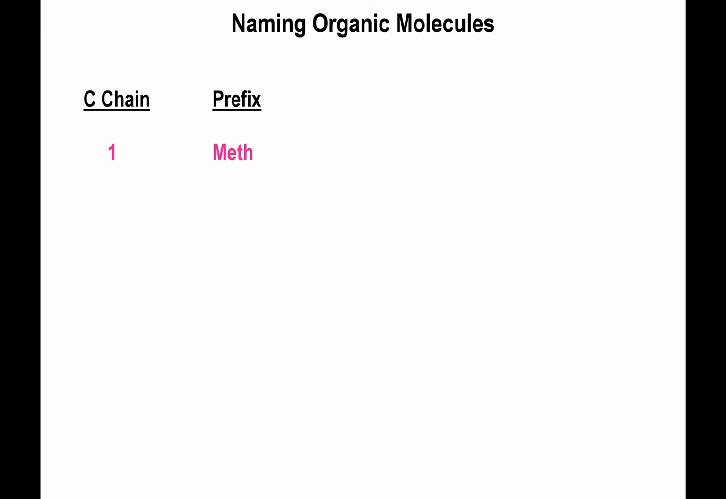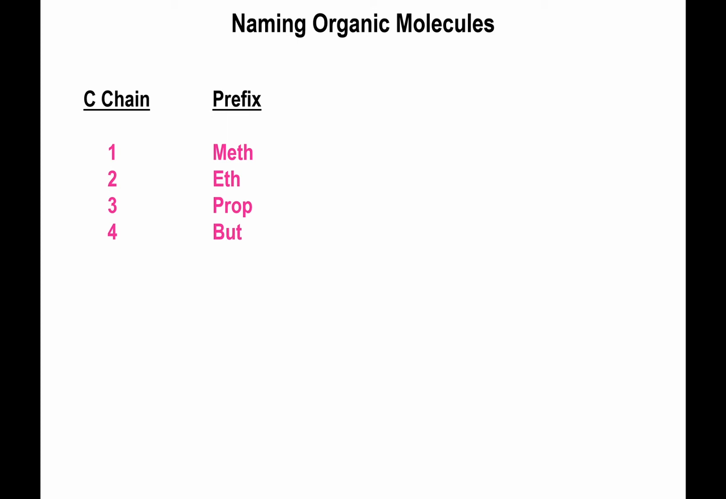you are going to have a way of calling this molecule, and you use the prefix meth, not to be confused with other things, but this is how we're going to depict the idea that you only have one carbon in your organic molecule. If you have 2 carbons, the prefix you use is eth. If you have 3 carbons, the prefix you use is prop. And if you have 4 carbons, the prefix you use is but.